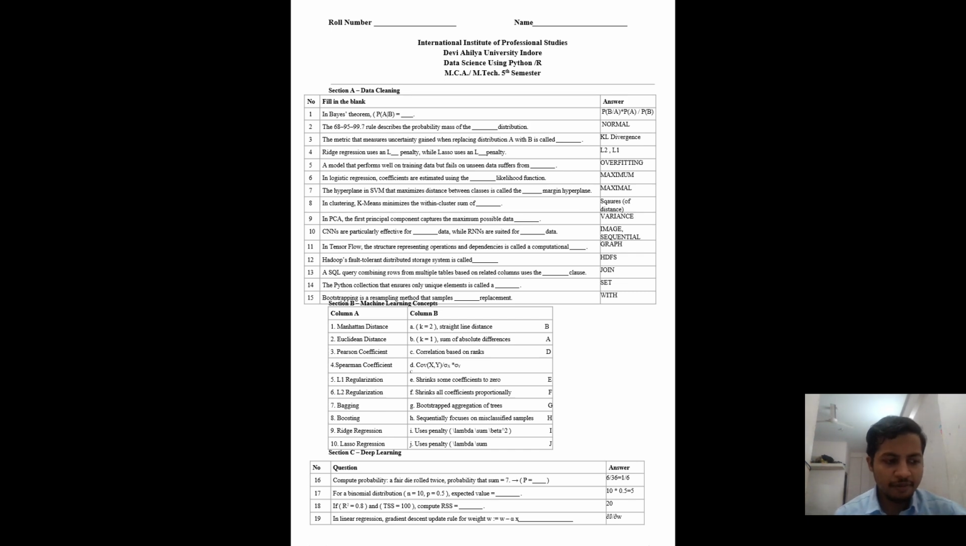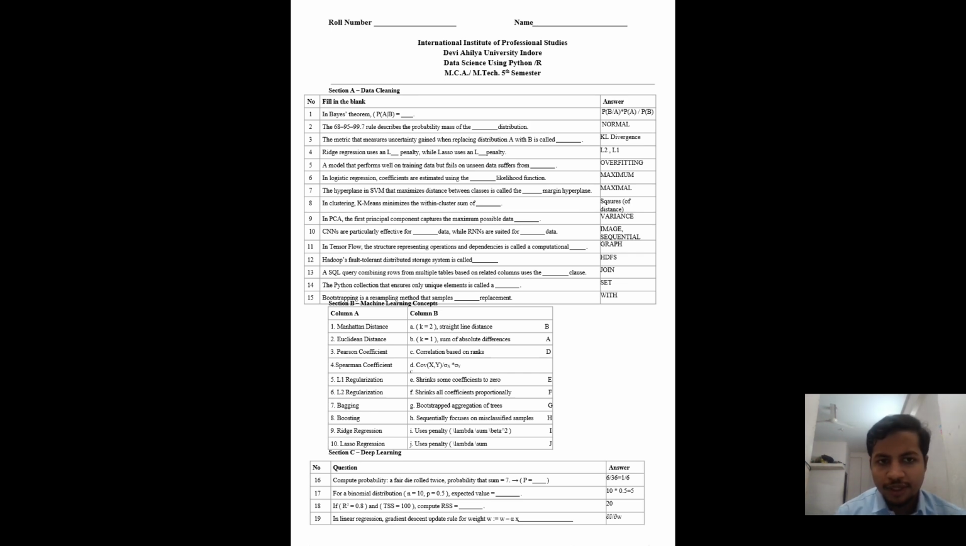Now, the sixth question is in logistic regression, coefficients are estimated using the maximum likelihood function. The reason behind it is very simple: logistic regression estimates parameters by maximizing the likelihood. The seventh question is the hyperplane in SVM that maximizes distance between classes is called the maximum margin hyperplane, because the SVM decision boundary is the maximum margin hyperplane.